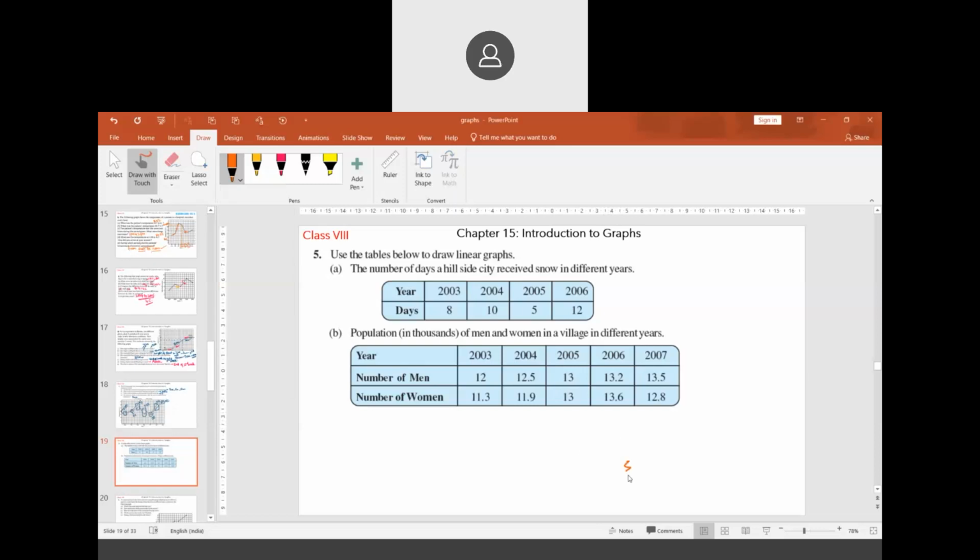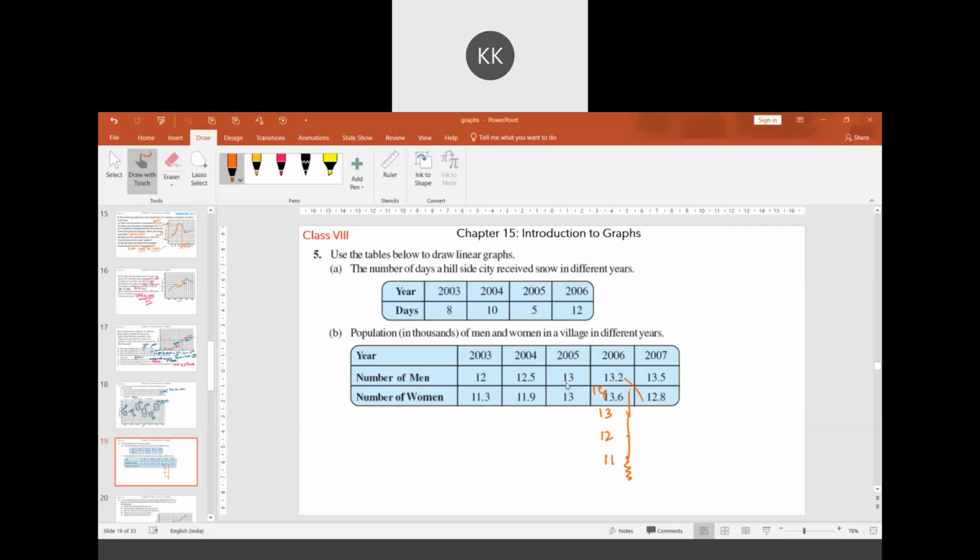So somewhere here you make a kink, and starting from 11 you take 11 to 12, 12 to 13, 13 to 14. You'll get a small graph. 11.3, 11.9, they're very close.